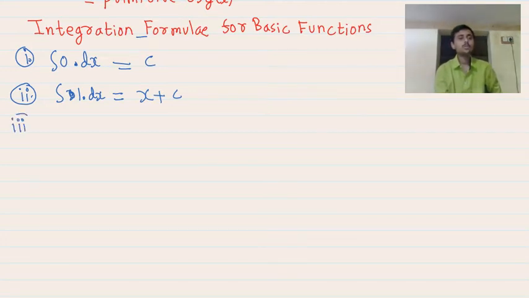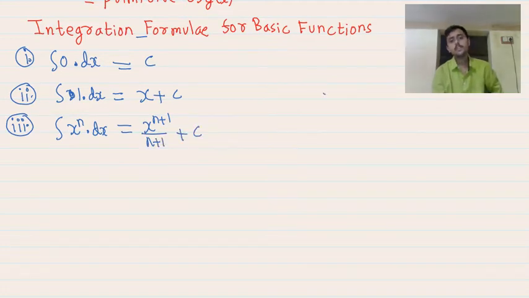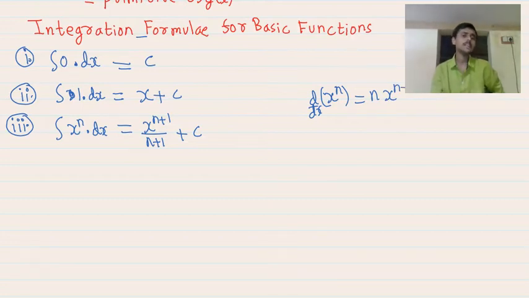Similarly, I am going to note down the other formulae. Integration of x to the power n dx. This can be called x to the power n plus 1 upon n plus 1 plus c. The reason is whenever you differentiate x to the power n, we reduce a power. We write here n into x to the power n minus 1. So when we are integrating, we are increasing the power. In derivative, the power is multiplied. In integration, the power is divided by. As simple as that.